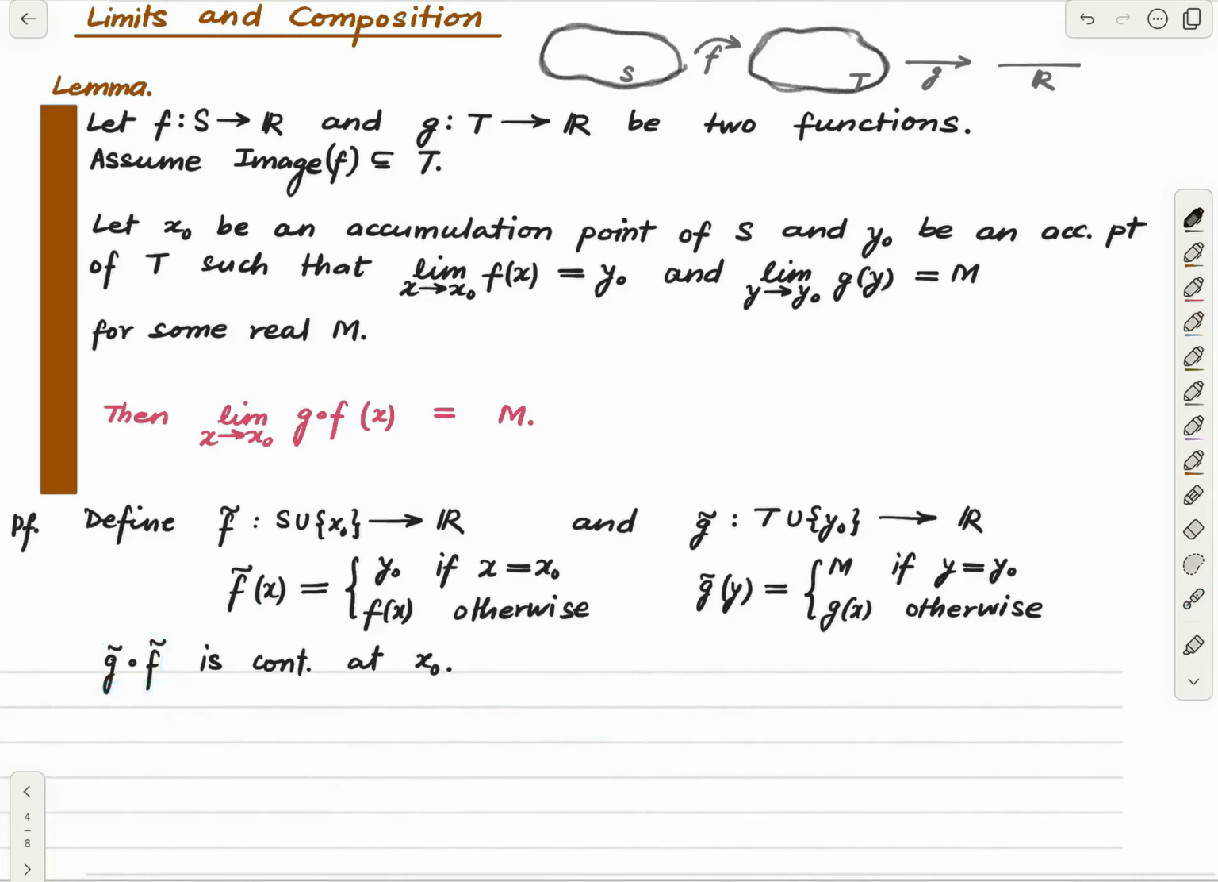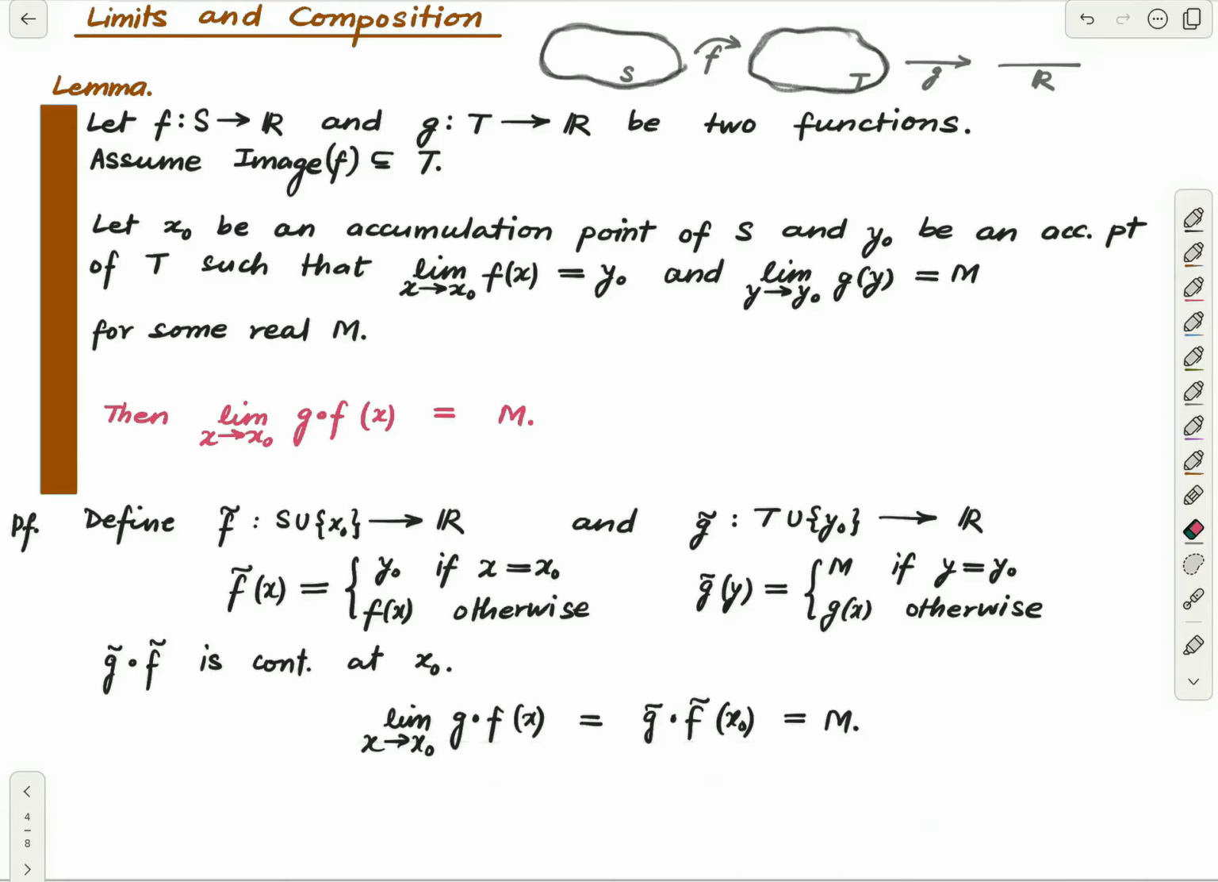So skipping some steps, but I'm sure you can fill them up. It follows that this limit exists and is equal to this thing, which is equal to m, and that finishes the proof. So it's the same proof, the same strategy that we employed in the previous one.